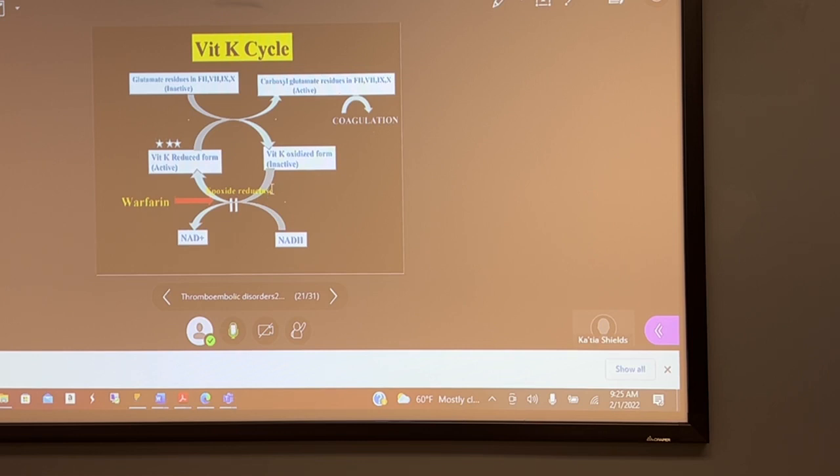So epoxide reductase, being a reductase, will convert the oxidized form to the reduced form. The oxidized form is inactive, the reduced form is active. It is the reduced form that allows coagulation to occur. So what does warfarin do? Warfarin blocks epoxide reductase so that it keeps the vitamin K in its oxidized but inactive form. So it does not allow the reduced form to occur. So there's no carboxylation, therefore there's no coagulation. That is all this slide is telling you.